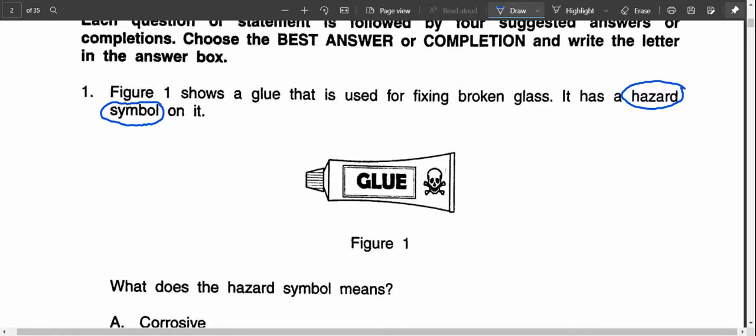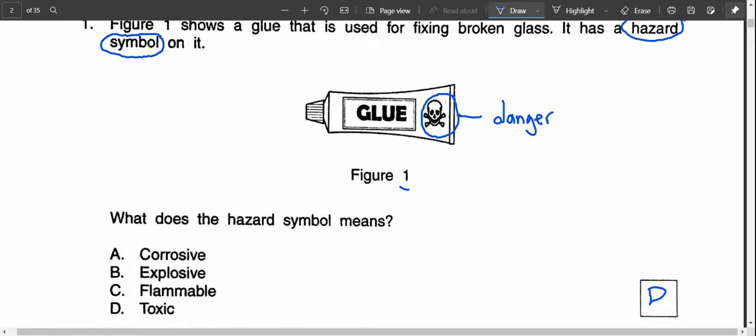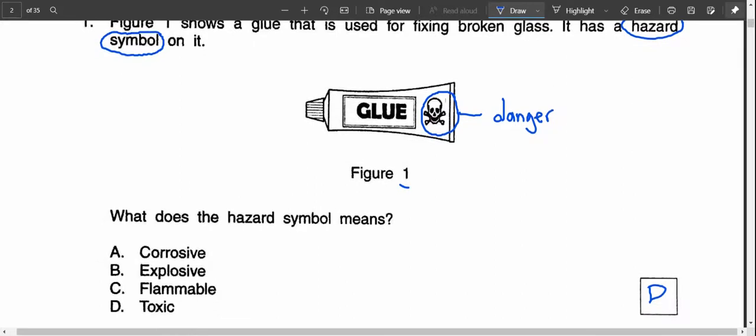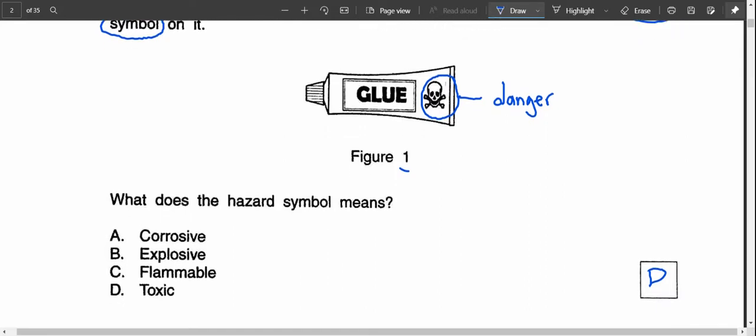And on figure 1, you can see that the hazard symbol is this skull. And usually when we look at this skull, it means it is dangerous. So take note of that. And the question asks for the meaning of this hazard symbol, and I would advise you to answer it by elimination. Let's look at choice A first.